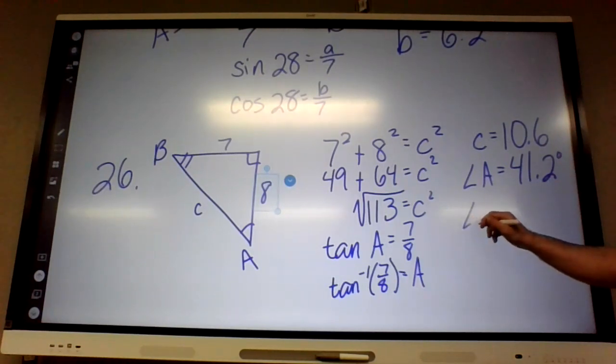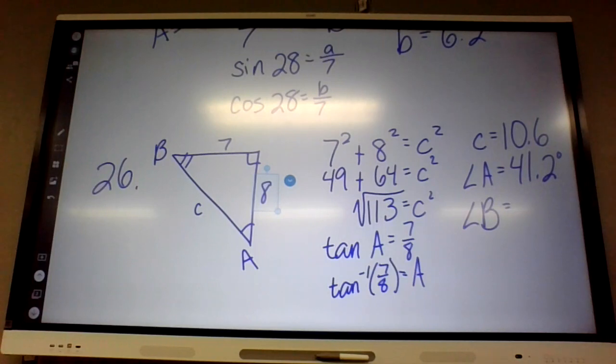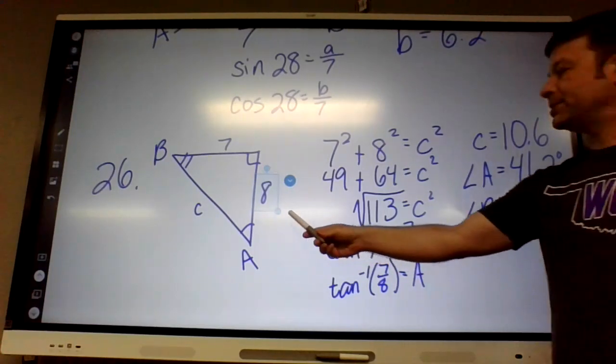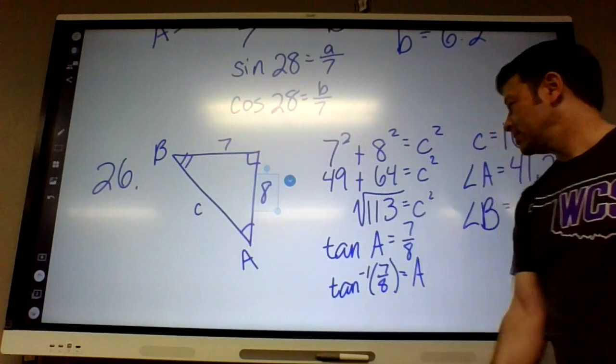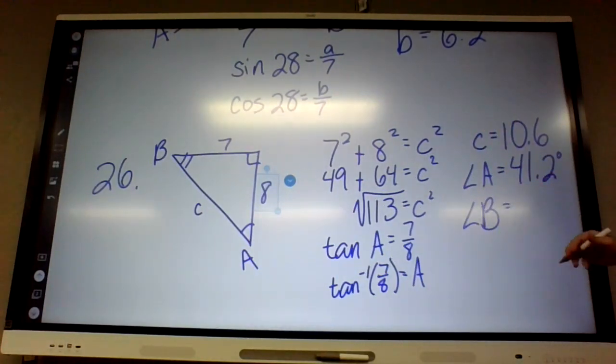Okay, we could do something similar to find angle B, but there's an easier way. What's the easiest way to find angle B? Yeah, 90 minus A will give us that. So 90 minus 41.2 is 48.8, I think.